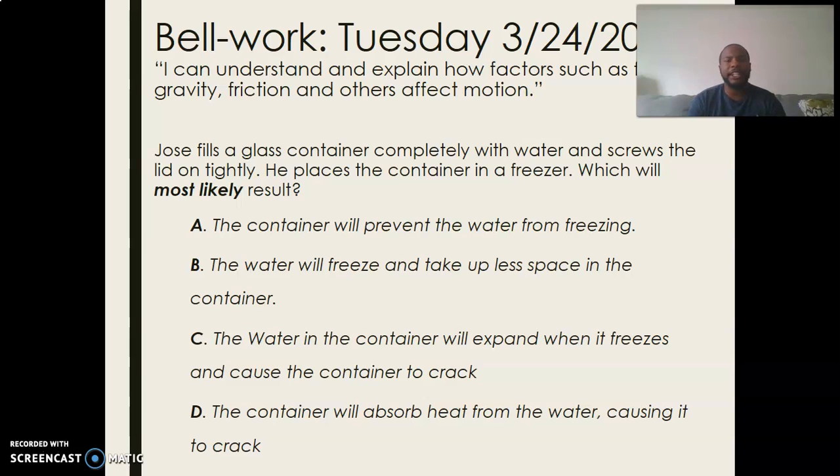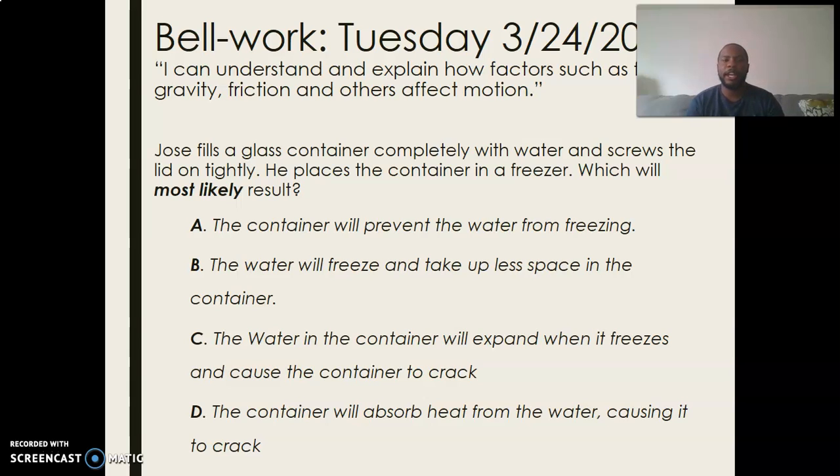B, the water will freeze and take up less space in the container. Okay, so we know that the water will freeze, but will it take up less space? Hmm. Could be. We're going to save that one, but we're not quite sure. C, the water in the container will expand when it freezes and causes the container to crack. Okay, so we do know the water will expand. We do know it's going to freeze, but cause the container to crack? We'll see. D, the container will absorb the heat from the water, causing it to crack. Not very likely. The container is not going to absorb the heat. So we're going to say D's out as well. So we end up with B and C.